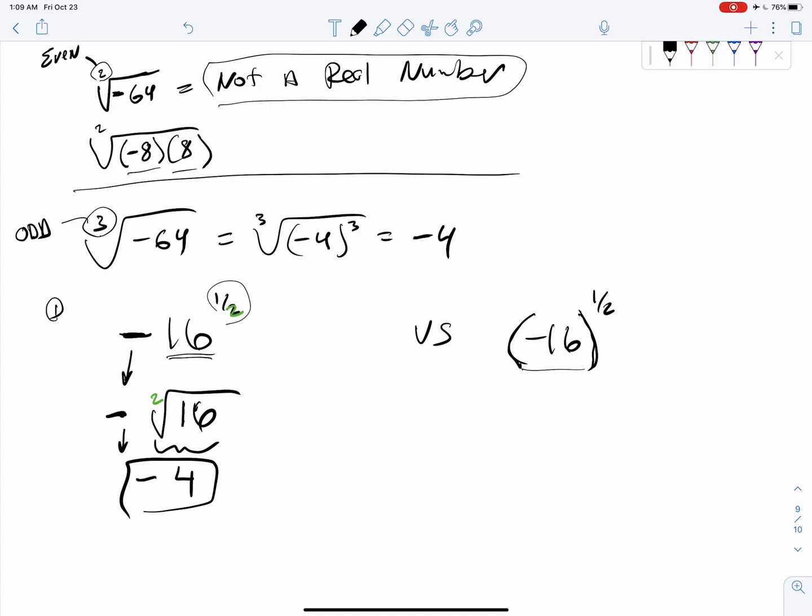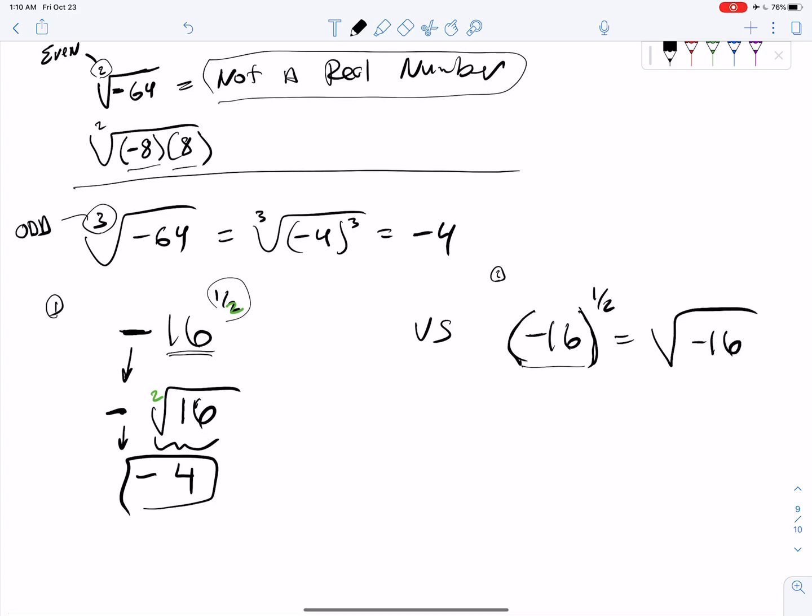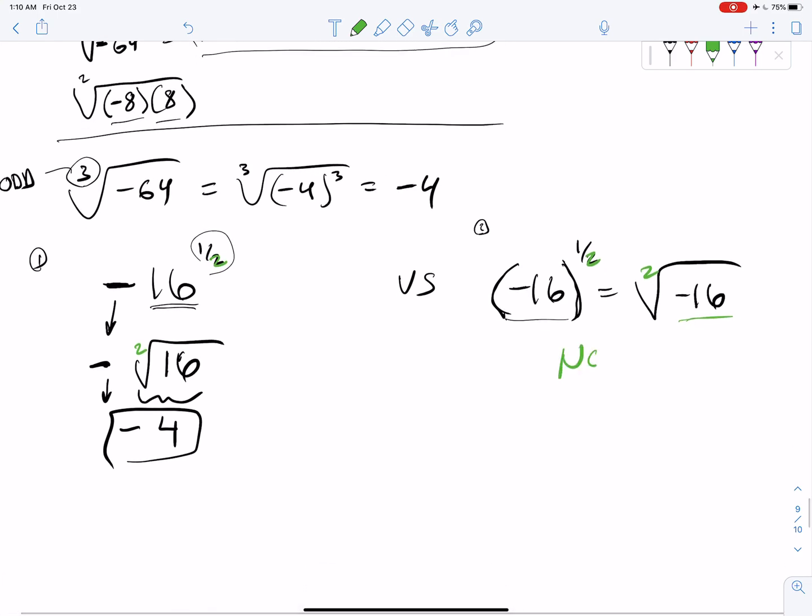Now, this is very different over here. Let's call this option number 2. This is very different because the negative is part of the base, so it's included with the rooting when we go to the radical, and the radicand is negative 16. And once again, because the denominator is 2, we're looking for a perfect square, and there's no way we get a perfect square with a negative radicand. So this one is not a real number.